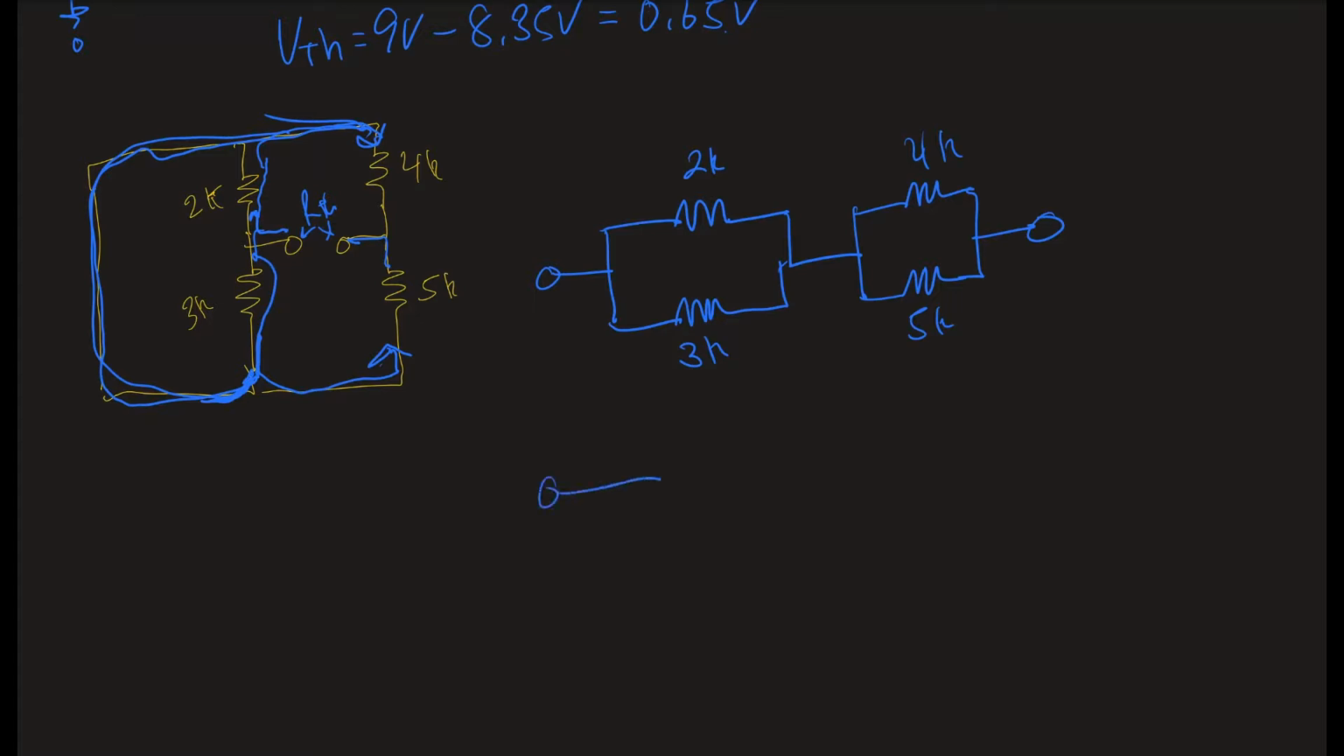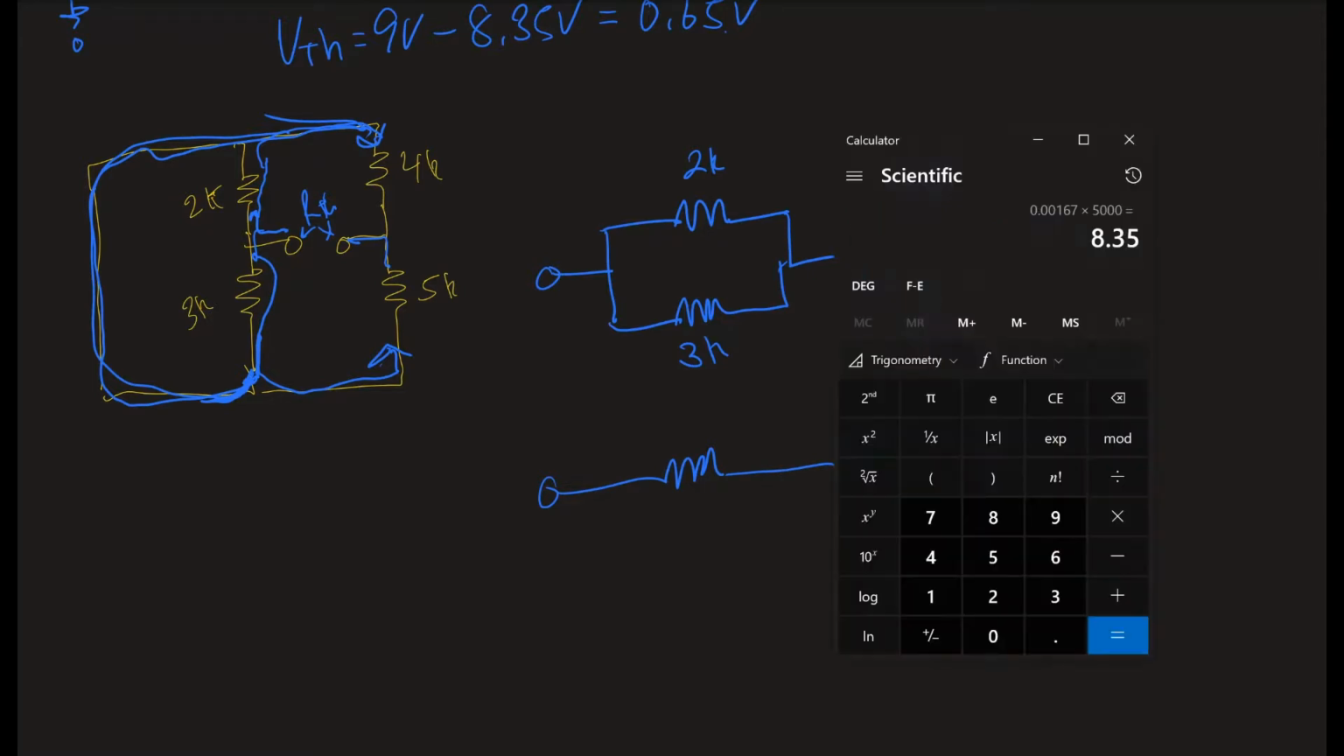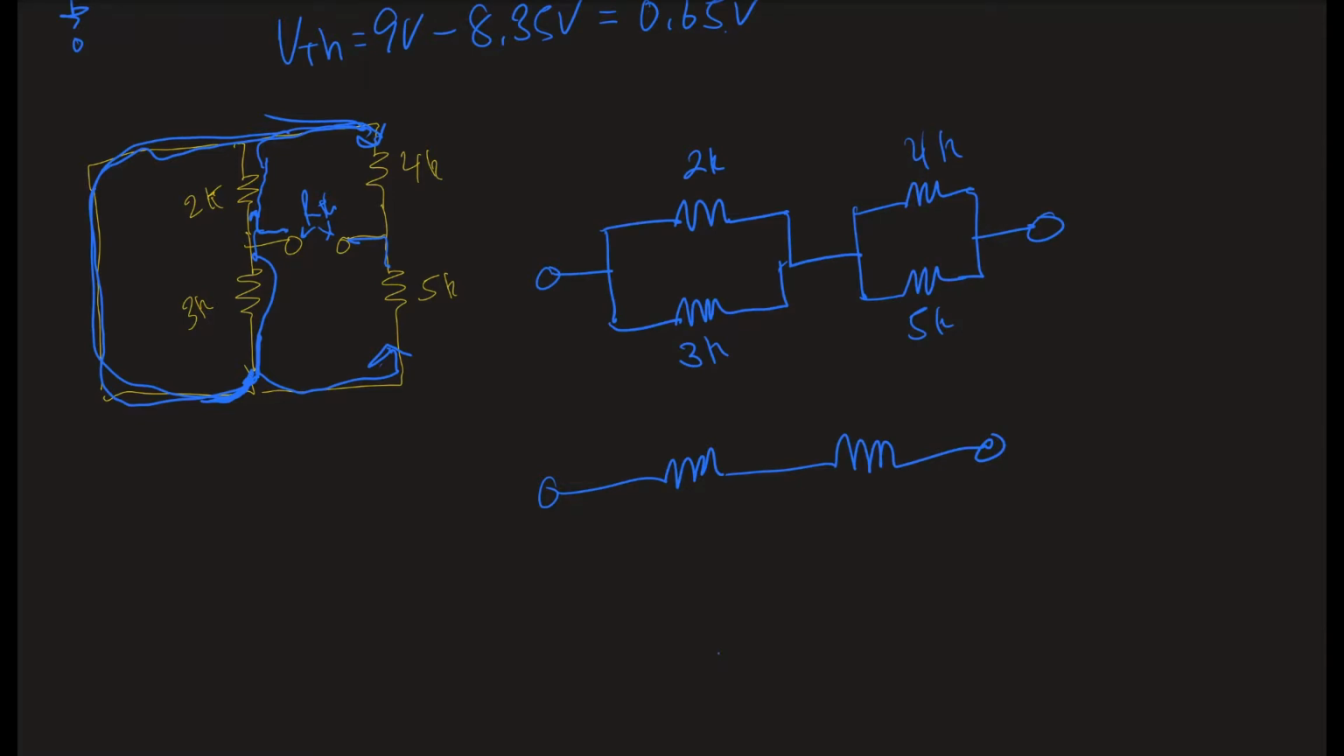Now we need to shrink these. I've got a 2K in parallel with a 3K, and a 4K in parallel with a 5K. So we've got 2e3, 1 over x, plus 3. Oh, I messed it up. 2e3, 1 over x, plus 3e3, 1 over x, equals 1 over x. So we get 1.2k for the first one.